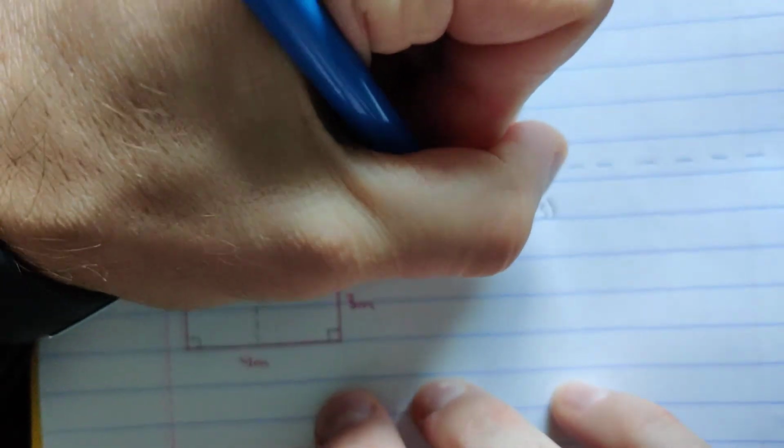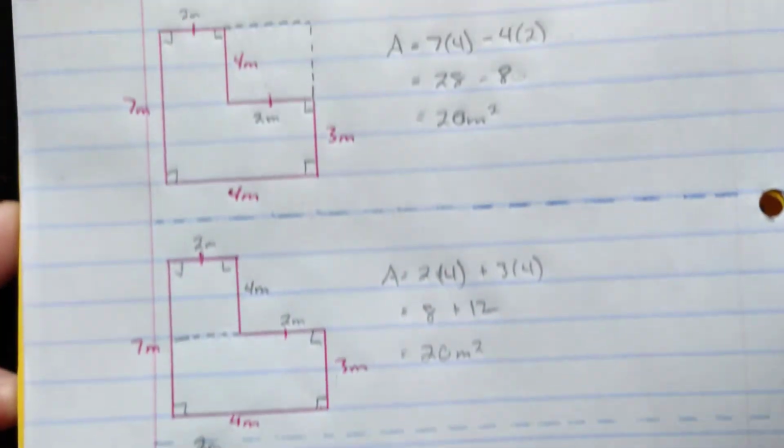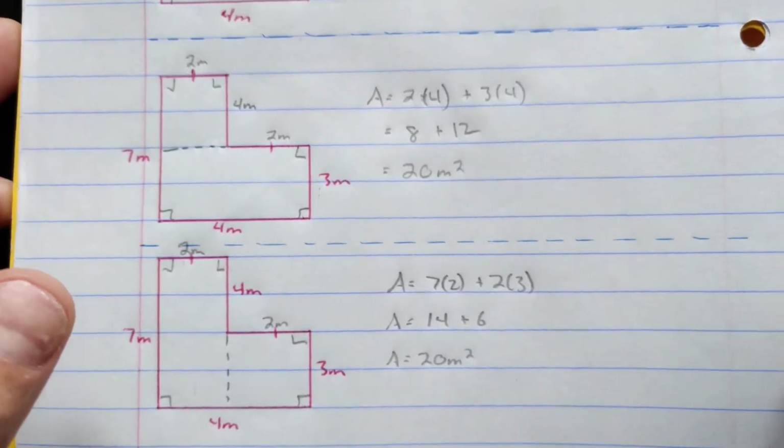7 times 2 is 14. 2 times 3 is 6. We add those up. We get 20 meters squared. Regardless of the way you break these up, you'll get the same answer.